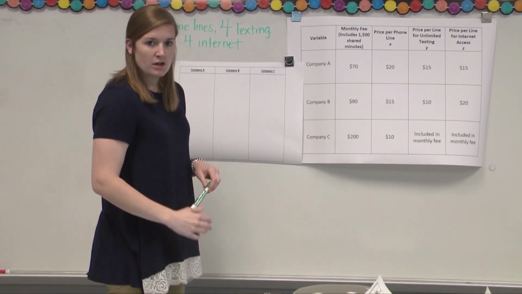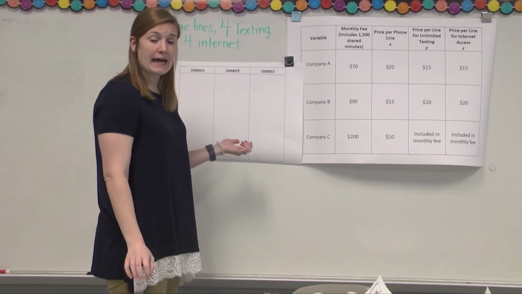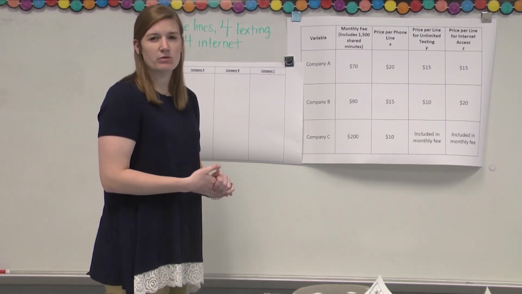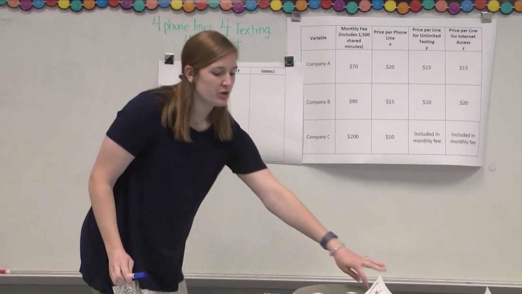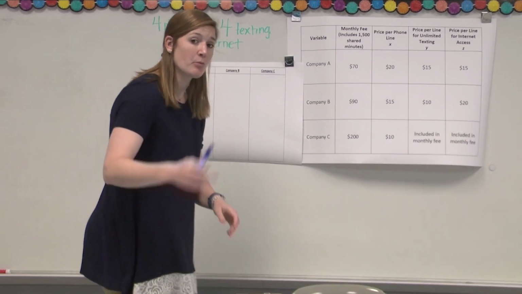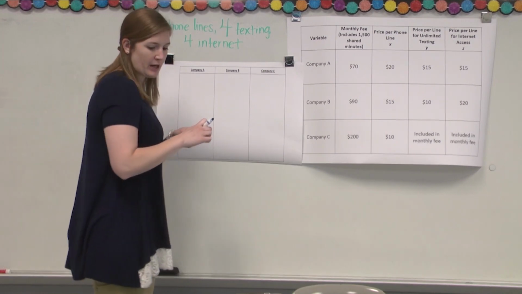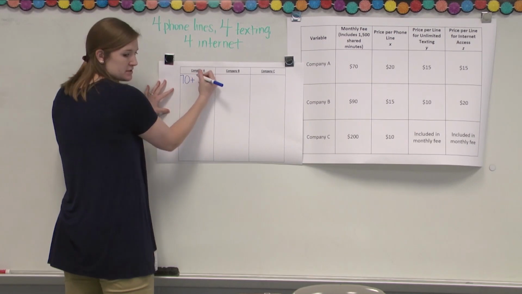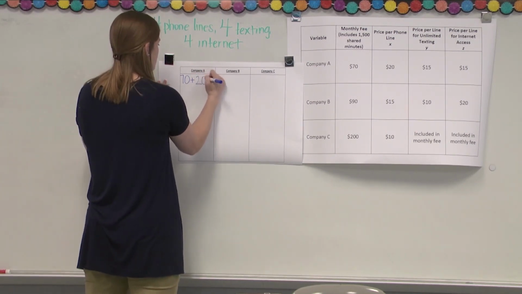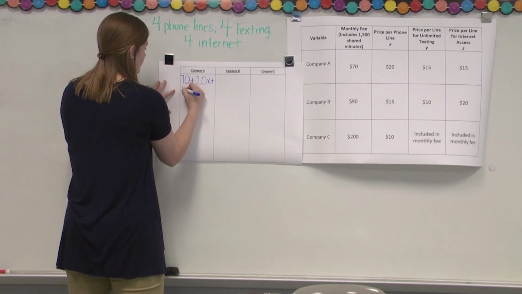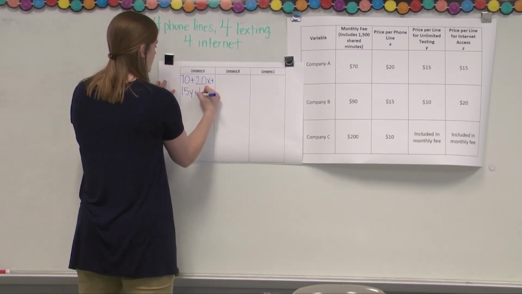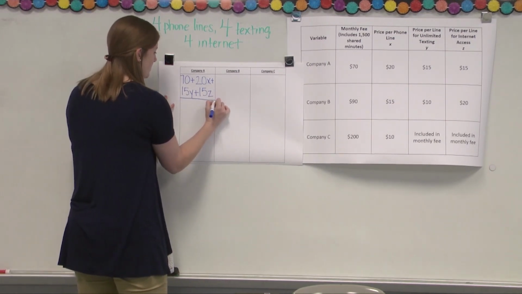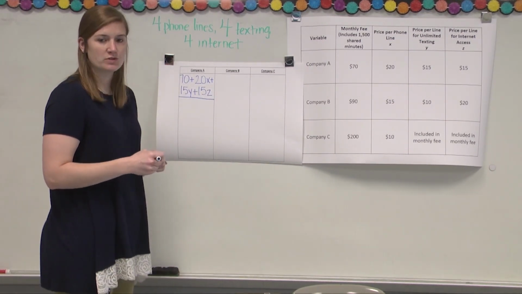Okay? So I'm going to work out company A and you work along with me, and then I'll give you a chance to work out company B and company C to figure out which one of these works better. So we're using those same expressions that we came up with for our scenario before. So for company A, that was 70 plus 20x plus 15y plus 15z. Okay, so we're using that same expression. Remember, it's an expression, so it doesn't have an equal sign.